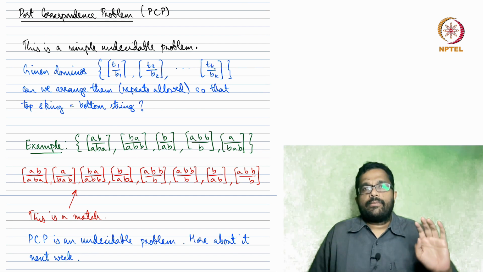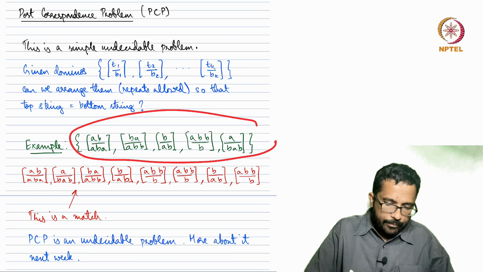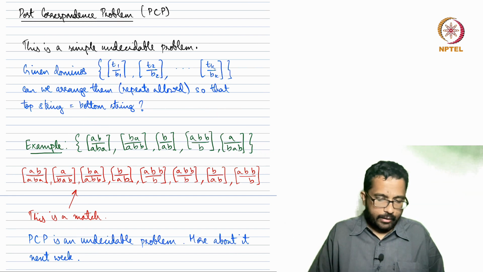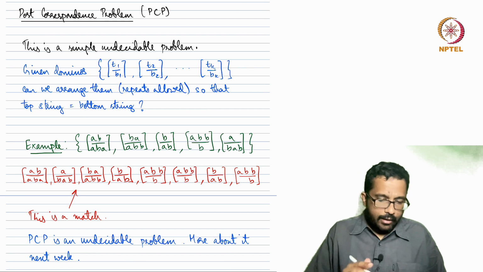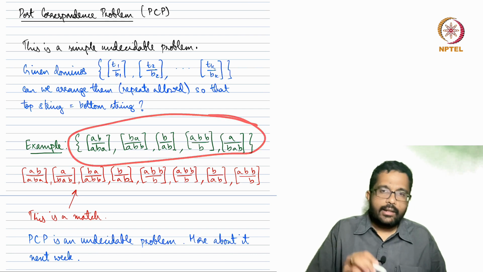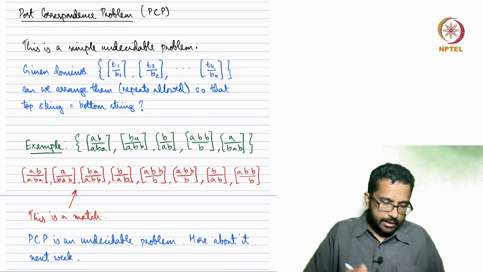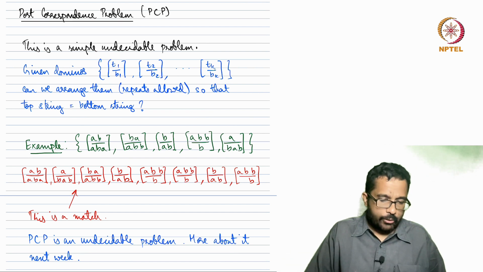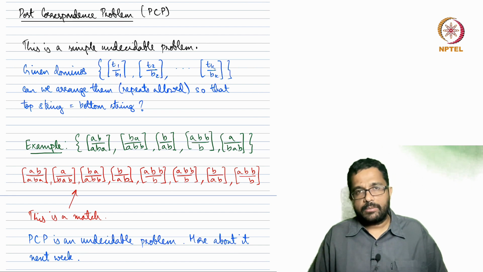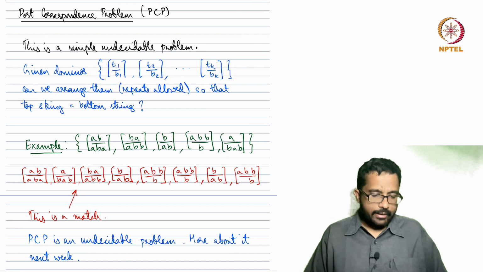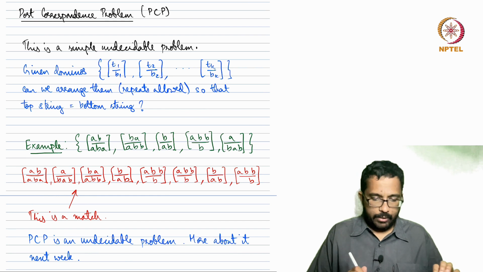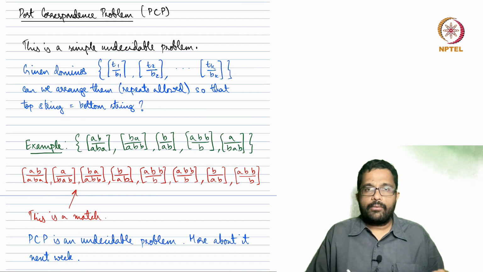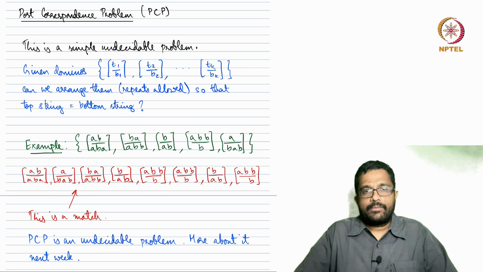So the question is this: given an instance like this, can we tell whether there is such a match or not? That is the problem. Match means is there a way to write the dominoes in some order with possible repeats. We don't have to have repeats, but we can have repeats, in such a way that we get a match. So it's a very simple problem, simple meaning simple to describe.